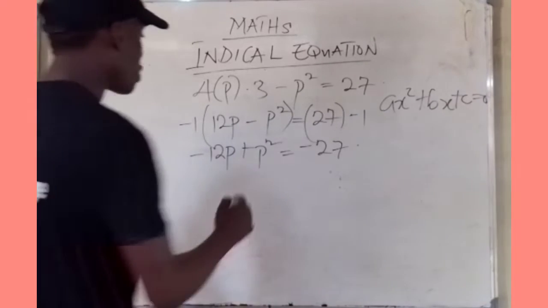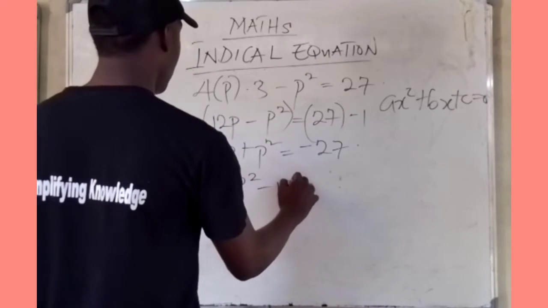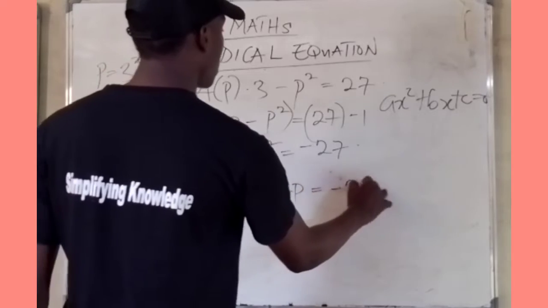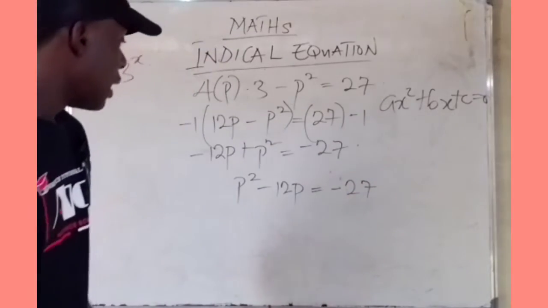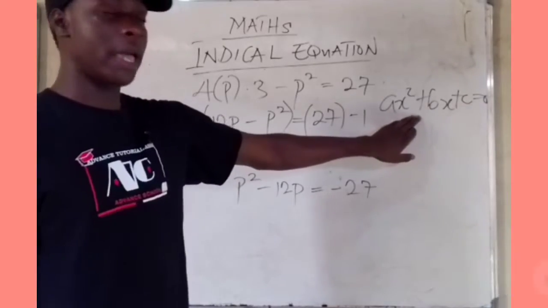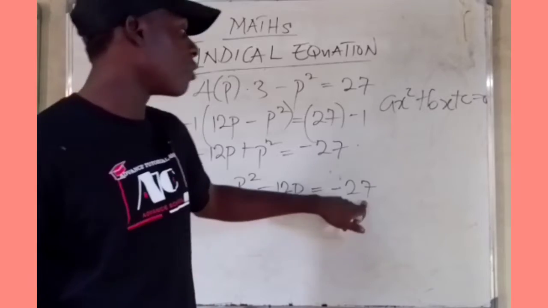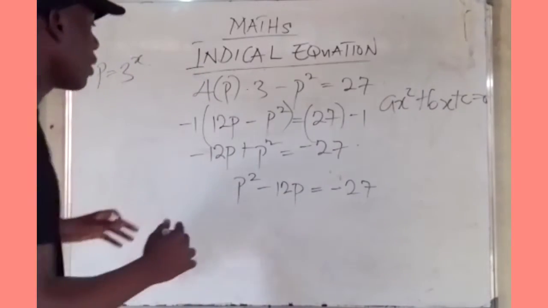Now, from here, I will rearrange it. It's going to give us p squared minus 12p equals minus 27. Now, my goal is to make this be in the form of this, okay? So what do I do? I'll take the constant, which is minus 27, to the left-hand side, and equate it to 0.